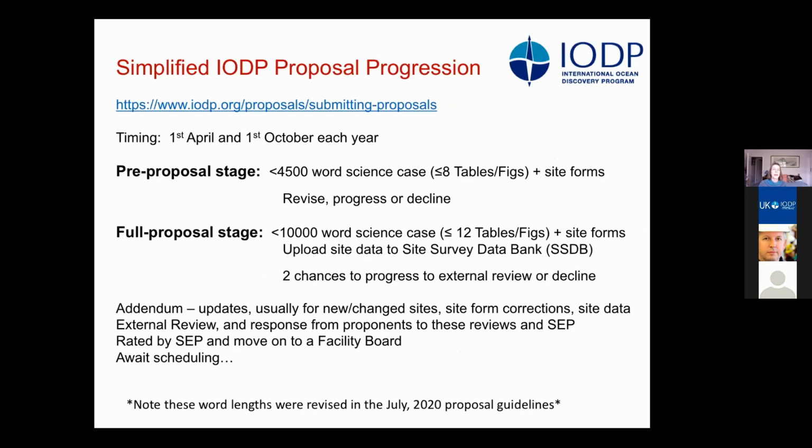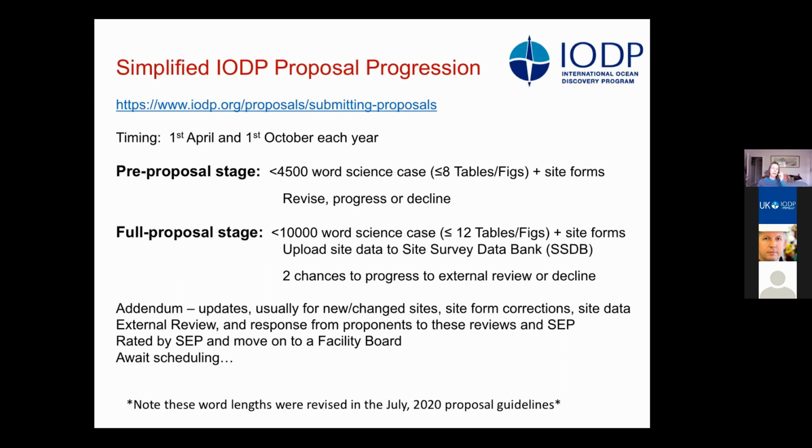So in general, for the IODP proposal progression, I said before, the main stages are a pre-proposal and a full proposal. You probably know that there are 2 deadlines for IODP every year in April and October. I've put up the word lengths. I'm not going to go into details here, but again, it is notable that we revised these in the recent proposal submission guidelines last summer, and in your favour. So don't worry, we haven't given you less space. So always check the latest version.